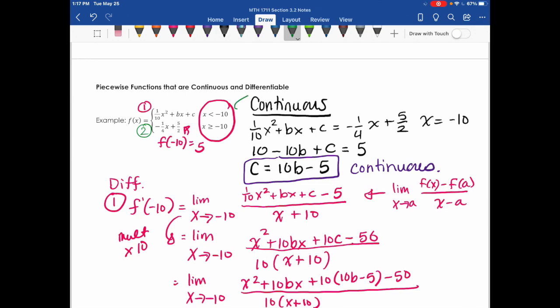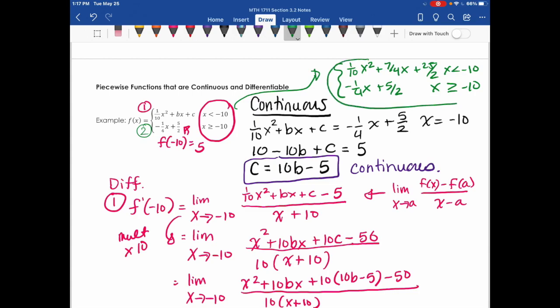So our final answer, after all that work, that was long, but not hard. It was just long. So let's make a note over here. Our function would look like this. 1/10 x squared plus 7/4 x plus 25 over 2, when x is less than negative 10. And then we have negative 1/4 x plus 5/2 when x is greater than or equal to negative 10. This function now is going to be differentiable and continuous at x equals negative 10.